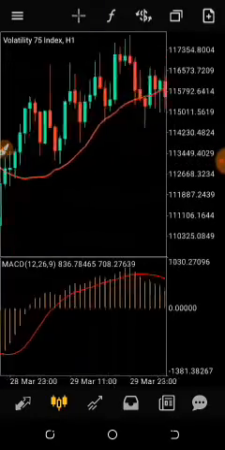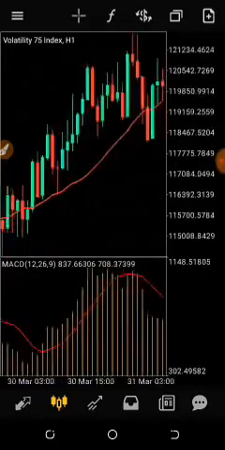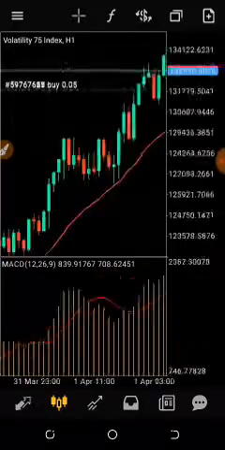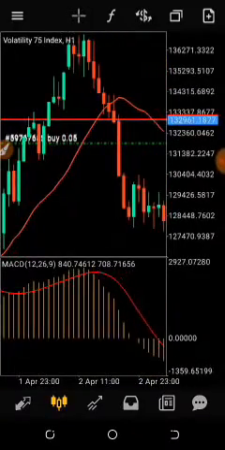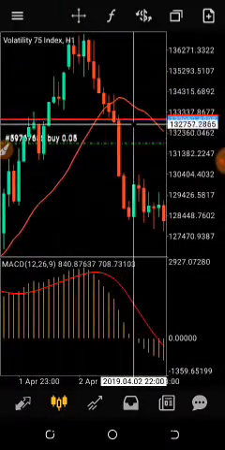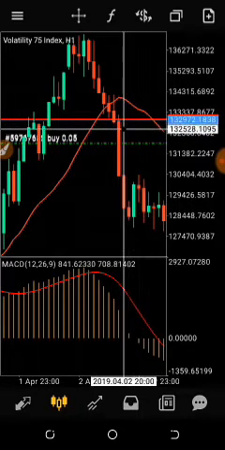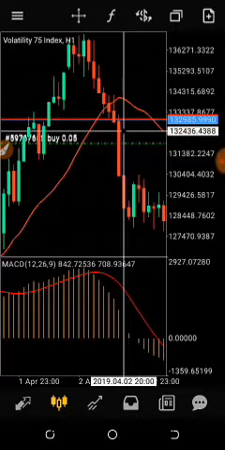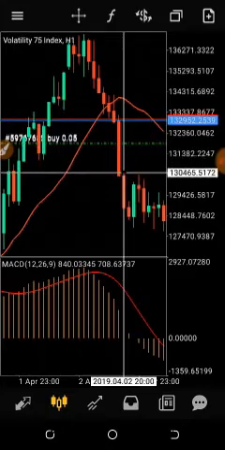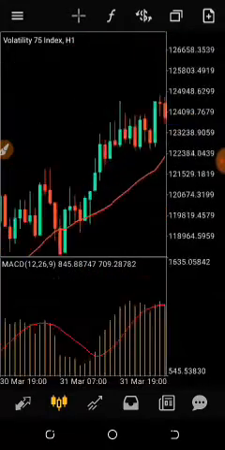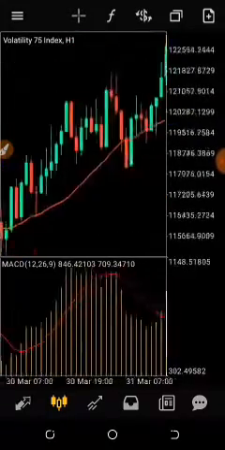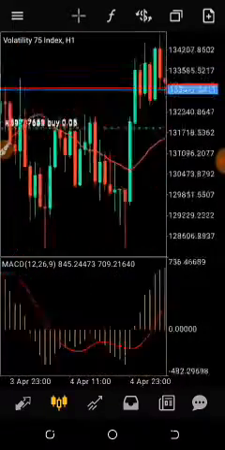Now we would have bought all the way down, as you can see, down to this extent. Maybe we would have closed our trade somewhere around here. So we would have made a lot of profits from that huge move. So that is it.